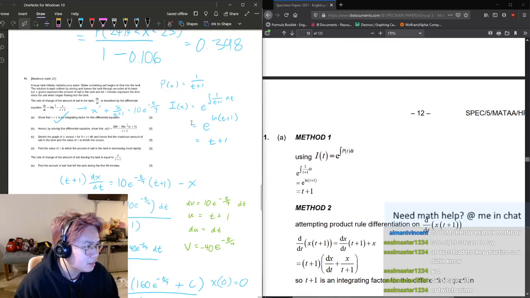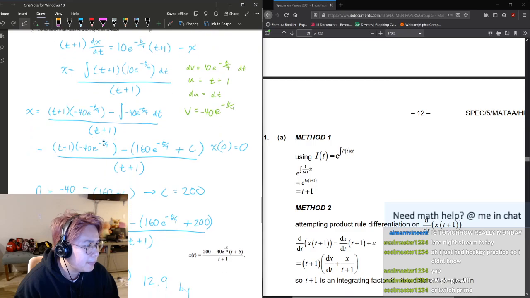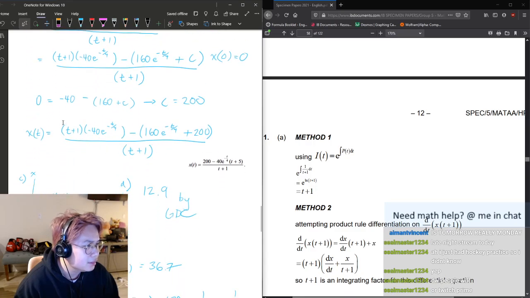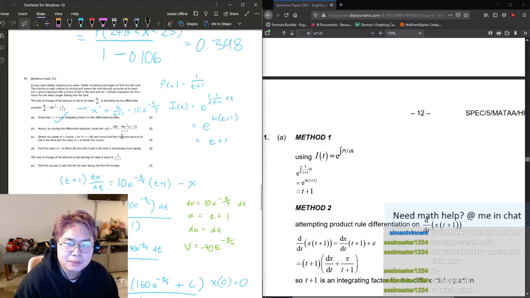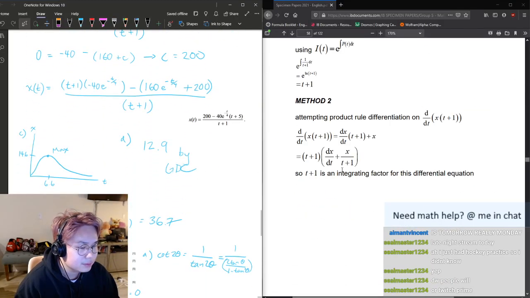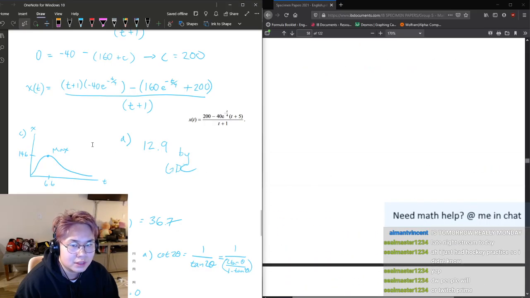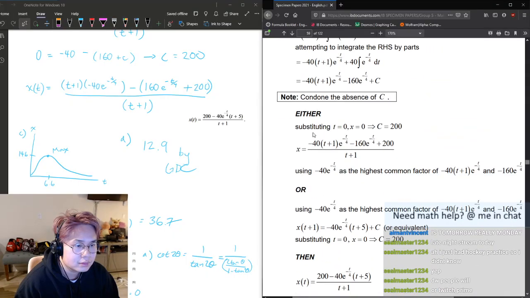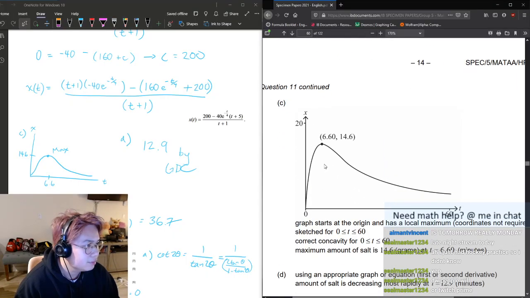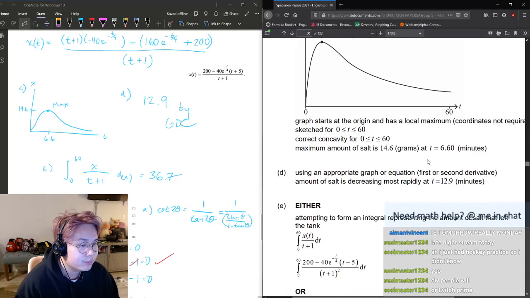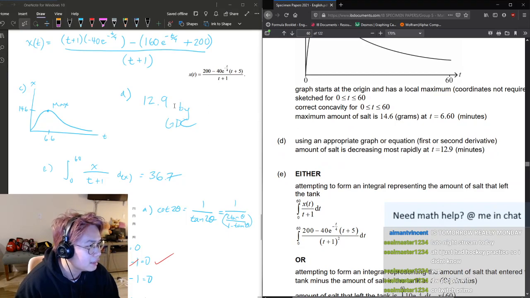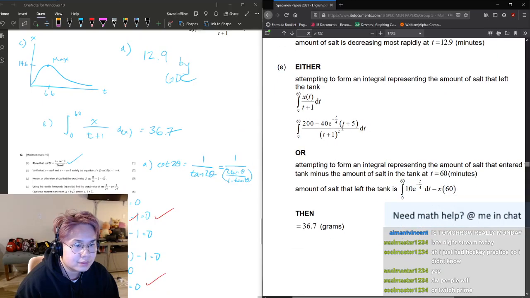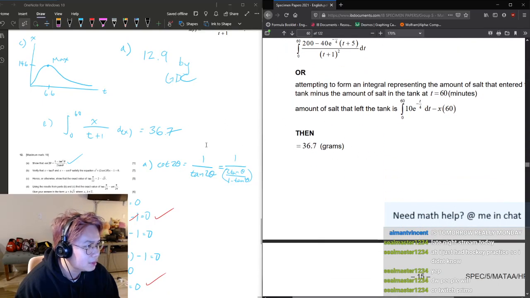Okay, this was a show, so I showed it, so that's fine. This one was also a show, which I did, so that's fine. Part C was sketch a graph. So that's fine. And then the first actual one we can check is 12.9. So here's the graph. We have the correct values. So 12.9. So that's good. And then 36.7, 36.7.